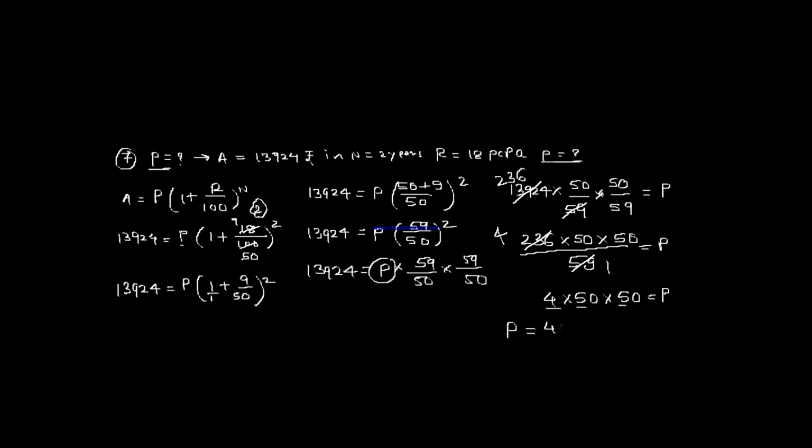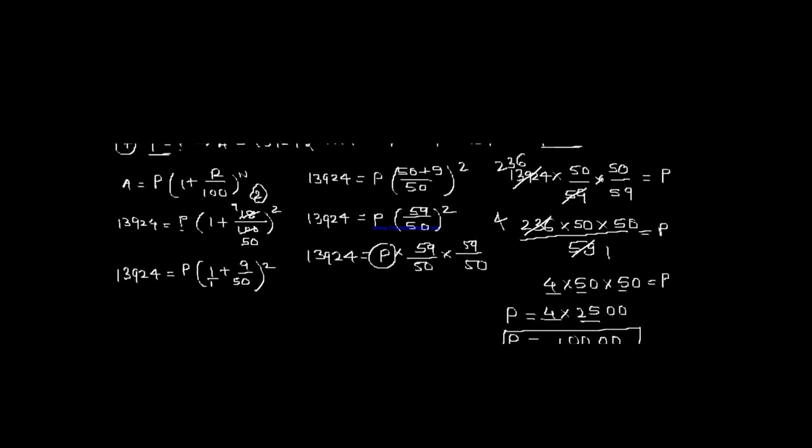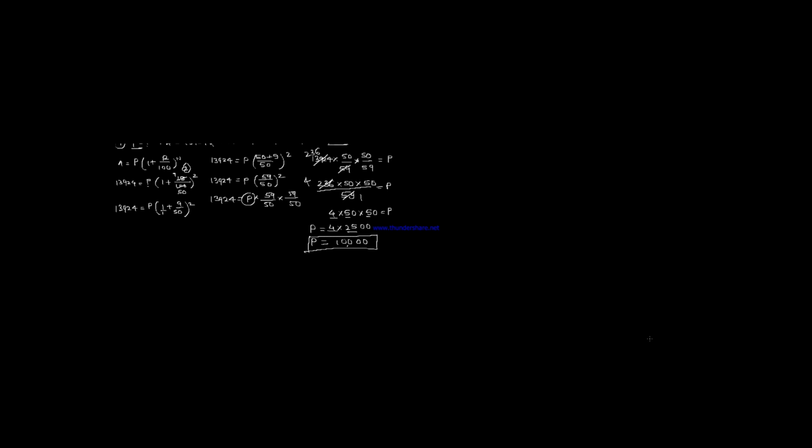So this 50 into 50 you can write 2500, and now this 25 into 4, that is 100, and these 2 zeros, that means 10,000 is the initial principal amount that was taken as a loan. Look carefully.